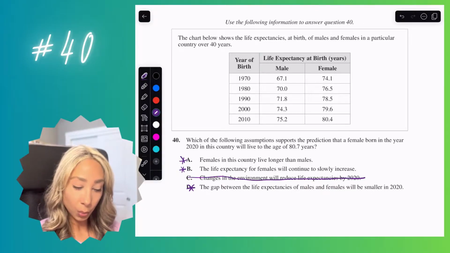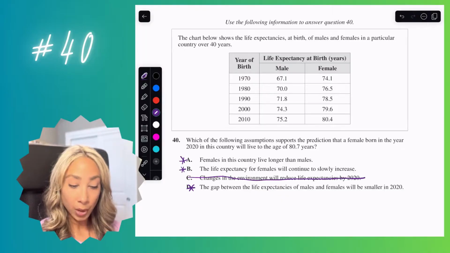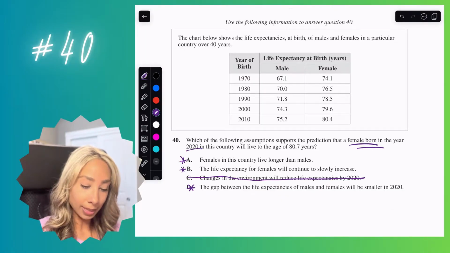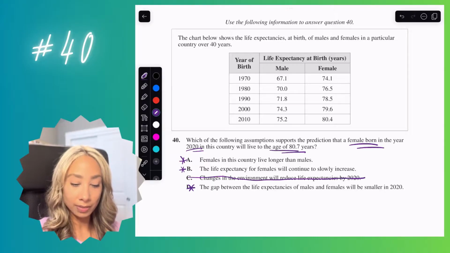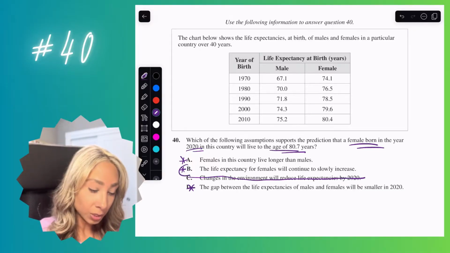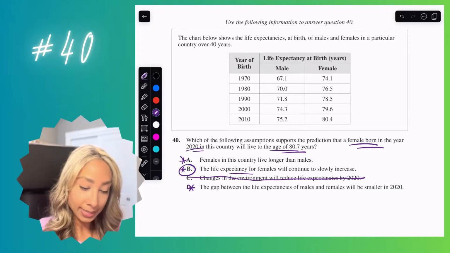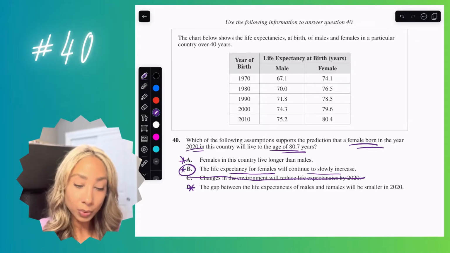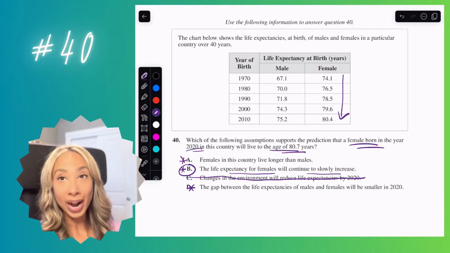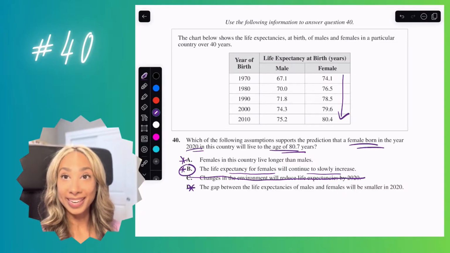So the question asks us, which of the following assumptions supports the prediction that a female born in the year 2020 in this country will live to the age of 80.7? The only one that's really talking about a continuation or a prediction is going to be option B. Because again, it says the life expectancy for females will continue to slowly increase, and we can definitely see that right there. So our answer for this one is going to be option B.